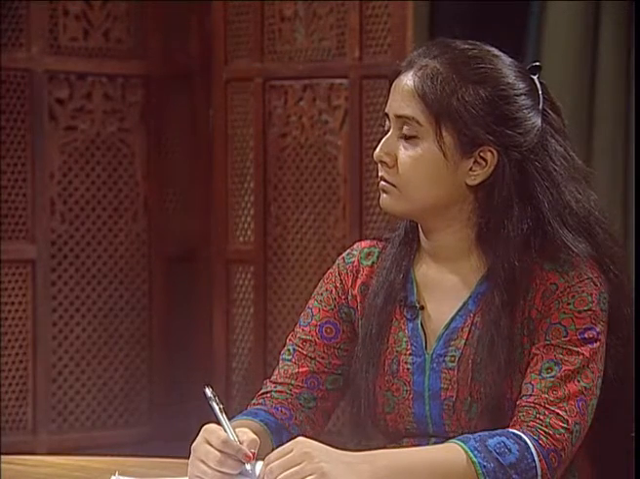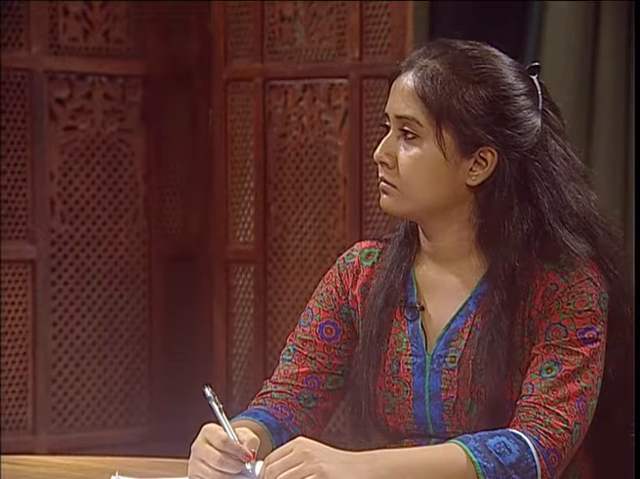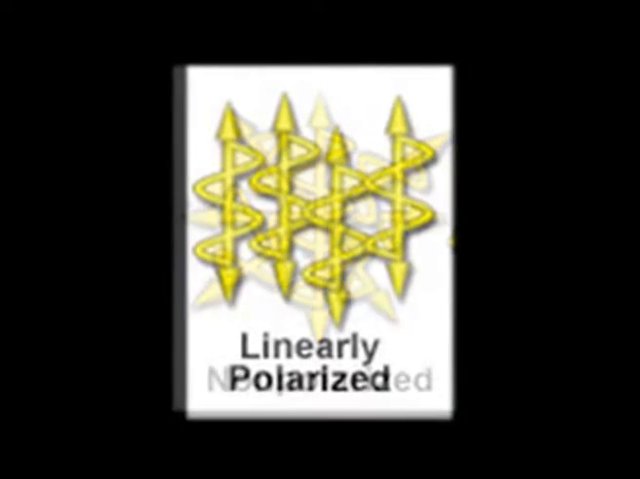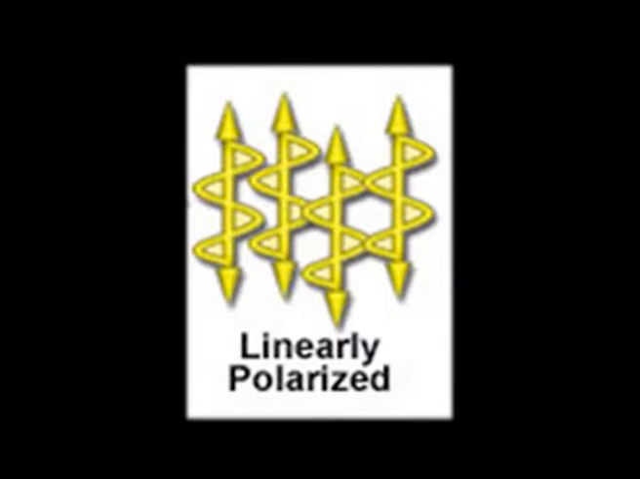Now, the fourth category of light is whether light is traveling in all directions and vibrating in all directions. This is what we call non-polarized light. Polarized light, on the other hand, is where the waves, especially the electric component of the wave, vibrate in a single direction.